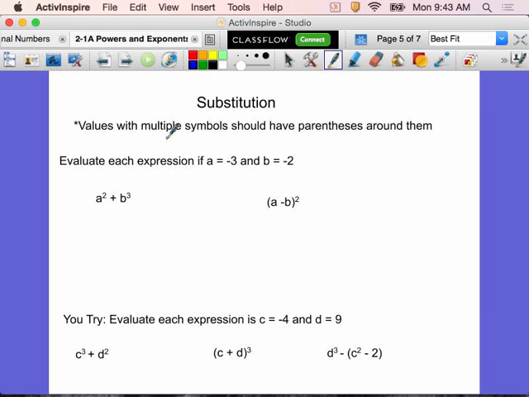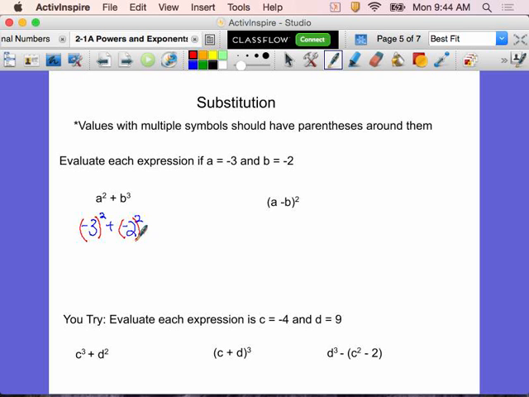So, evaluate each expression if A equals -3 and B equals -2. When I'm looking at these, it's not just the substitution you've been doing forever. It's easy, but slow down, because this is not as easy. A lot of people will want to write, okay, A is -3 squared plus B is -2 squared, but that is incorrect because I need to have the parentheses around each number.